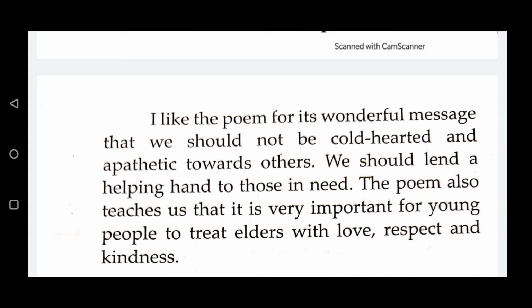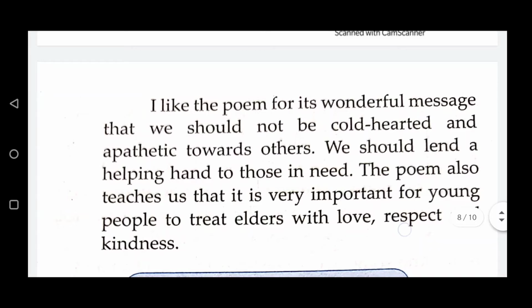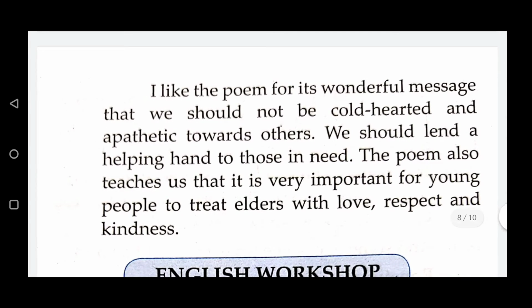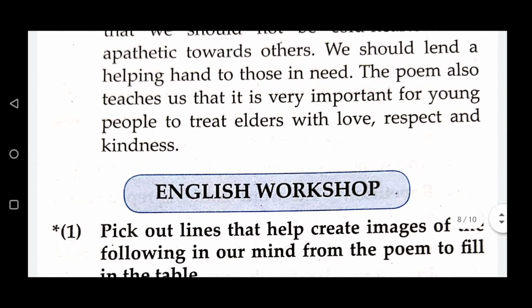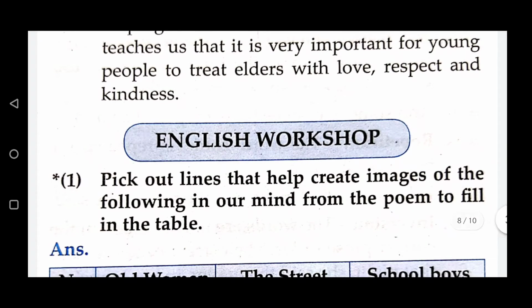I like the poem for its wonderful message that we should not be cold hearted and apathetic towards others. We should lend a helping hand to those in need. The poem also teaches us that it is very important for young people to treat elders with love, respect, and kindness. Now, if you don't want to write this long critical appreciation, you can cut it short. Instead of writing 2 figures of speech, you can write 1, and you can remove some points which are repeated.